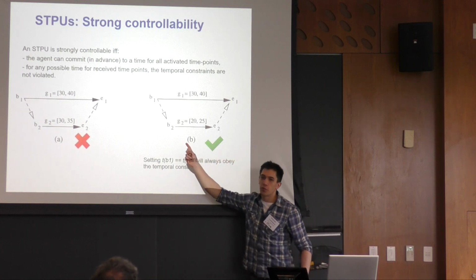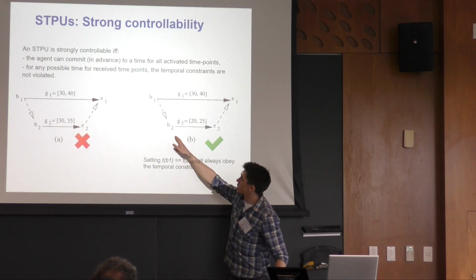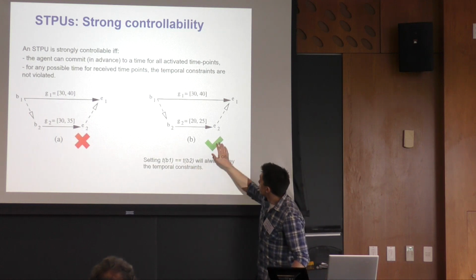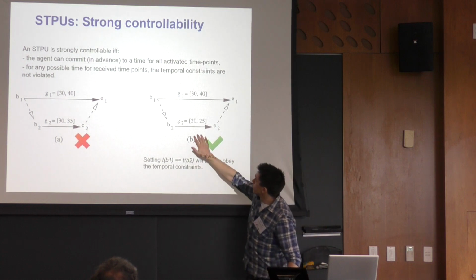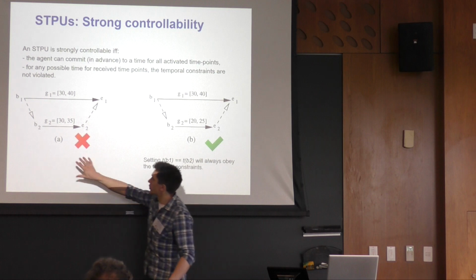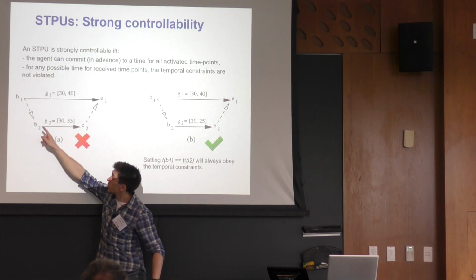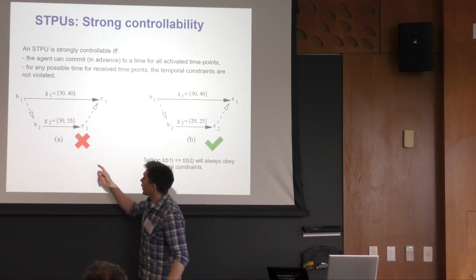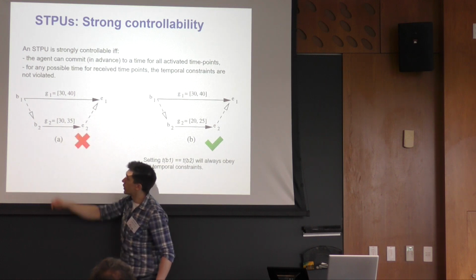As long as you execute B1 and B2 pretty much at the same time, B2 has to be equal to or after B1, then this temporal constraint will also always be satisfied, because the duration of this is much shorter than the duration of this. However, this one is not strongly controllable, because no matter how early you execute B2 after B1, there's going to be the chance that action 1 ends before action 2 does.